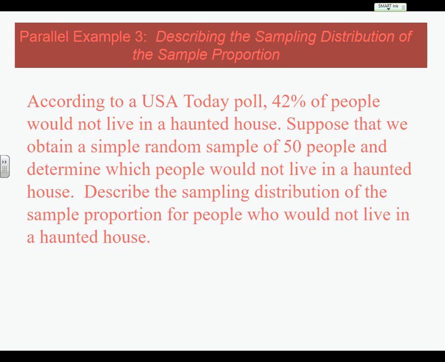So let's go back to the 42% of people who would not live in a haunted house. I'm going to get a sample of 50 of them and determine which people would not live in the haunted house. I want to describe the sampling distribution of the sample proportion for people who would not live in a haunted house. So this should be pretty straightforward. Again, I want my three S's: my shape, my center, and my spread. And yes, I misspelled center on purpose, so you can see it.